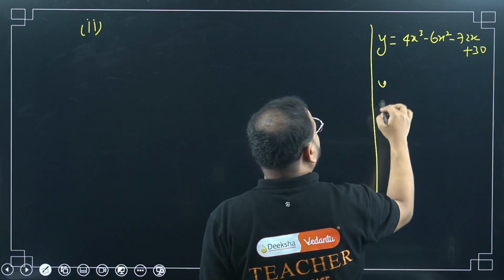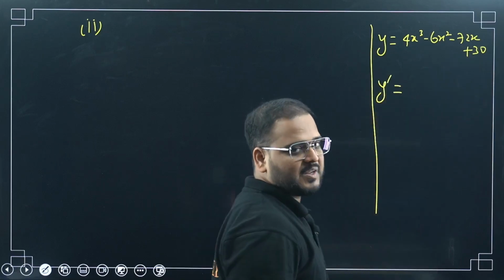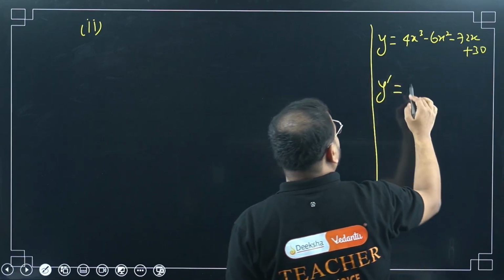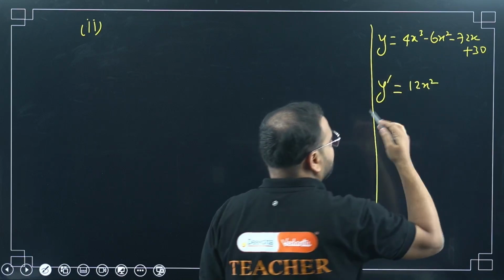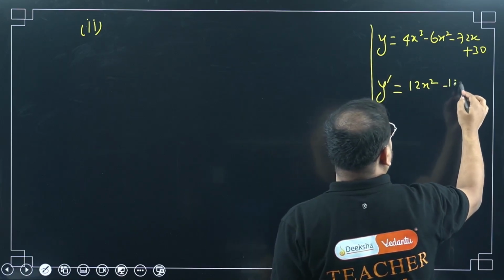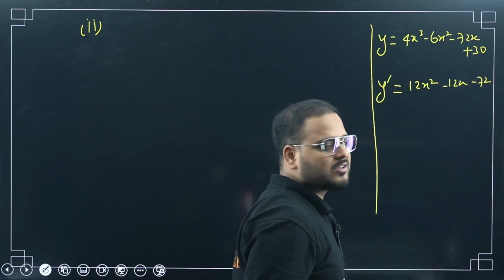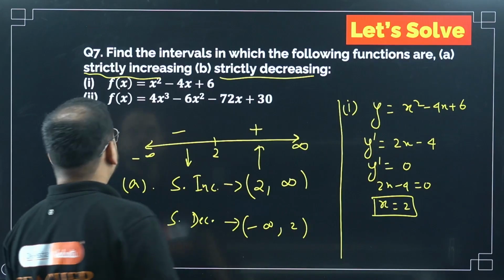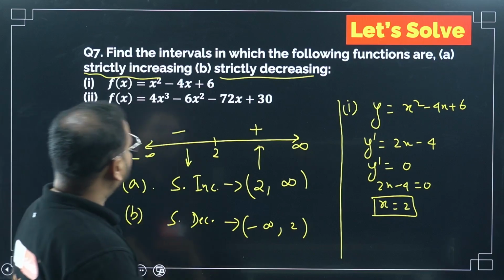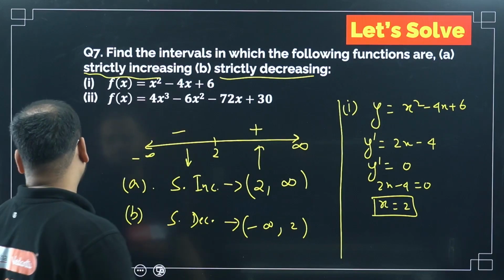What is my derivative? Tell me here. The derivative will be what? Please check. 4 times 3 is 12x square, minus 12x, and this is simply minus 72. 30 will be 0, a constant. So 12x square minus 12x minus 72 equals 0.